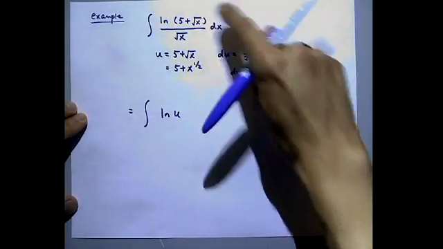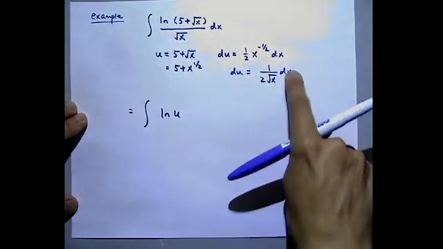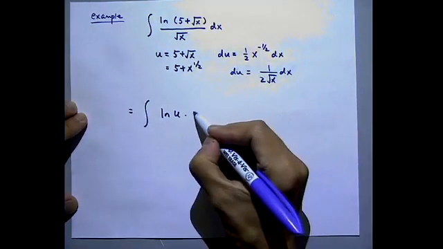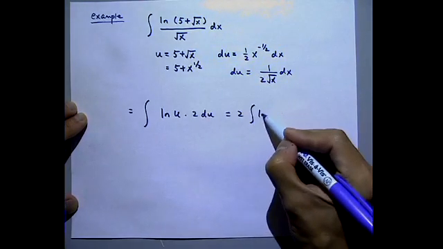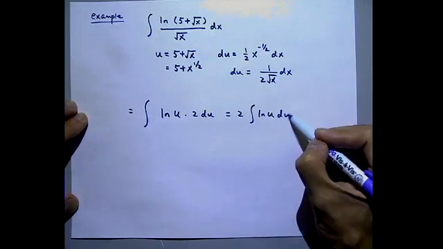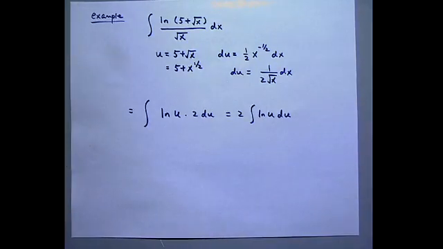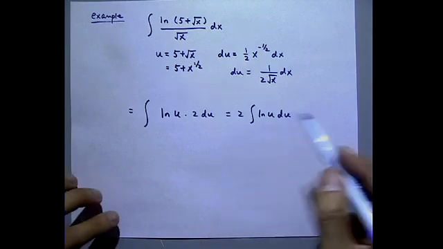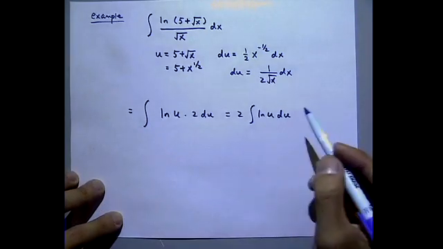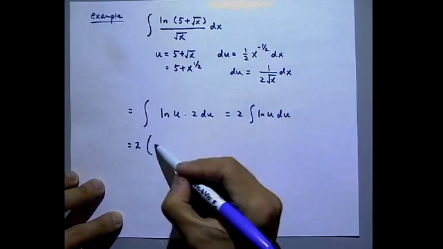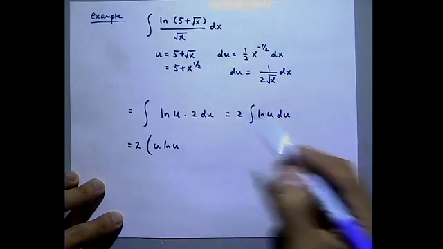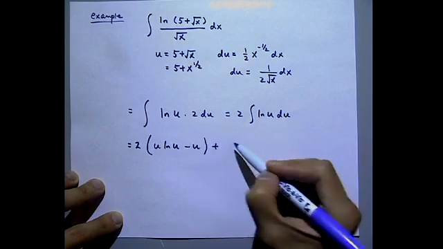And here's our ln of u. And dx over radical x is 2 du. So that's 2 natural log of u du. And according to the table of integrals, it says integral of natural log of u is u ln of u minus u plus some constant.